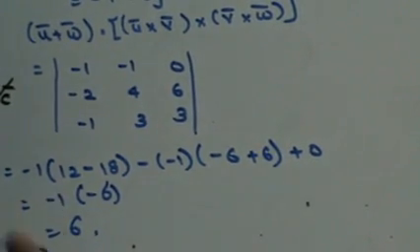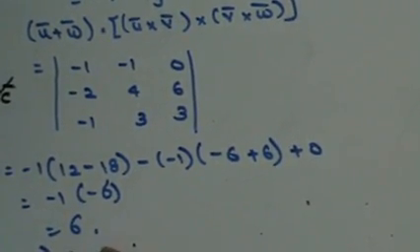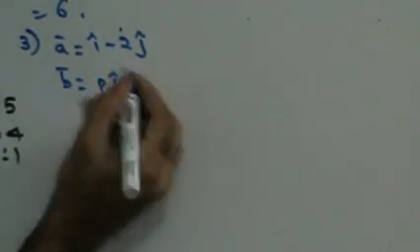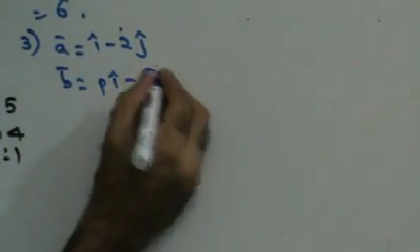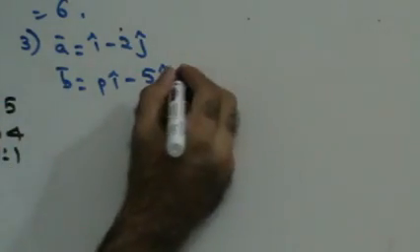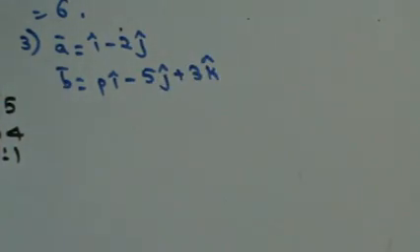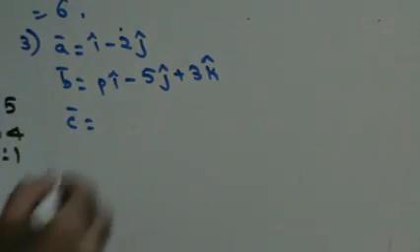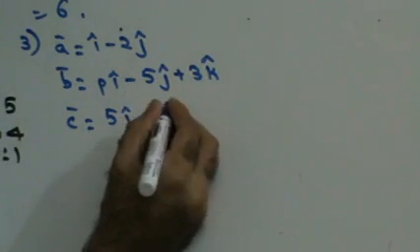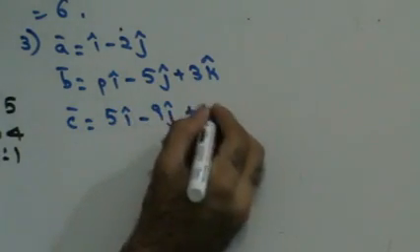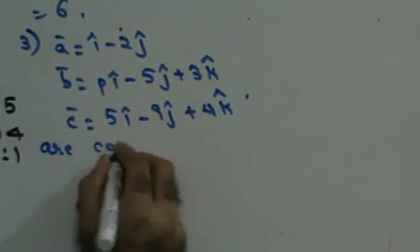A vector is i minus 2j, b vector is 3i vector minus 5j vector plus 3k vector. C vector is 5i vector minus 9j vector plus 4k vector. Right? Are they coplanar?